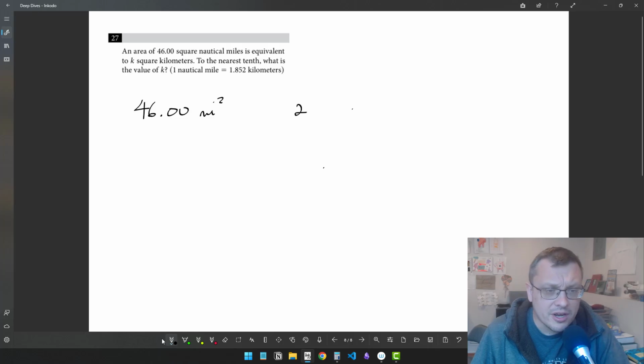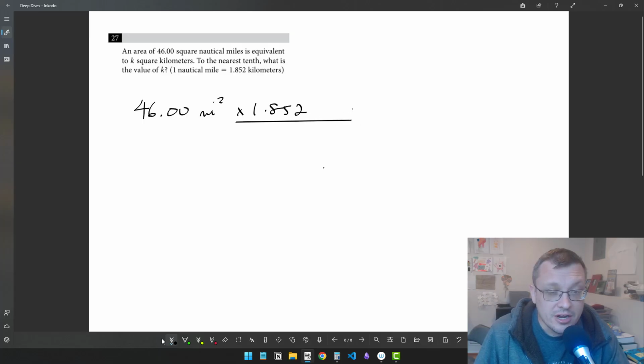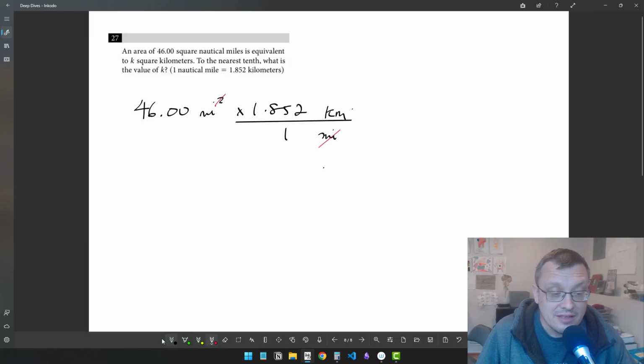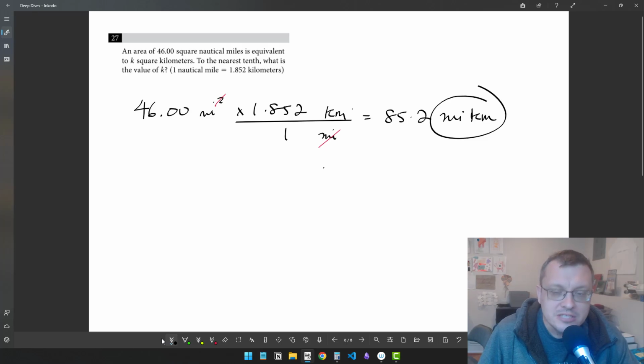So the reason why this isn't working, if I put this back in, let's put our units in, which we kind of left out here. What I'm doing really is converting from miles to kilometers using this conversion of 1 nautical mile is 1.852 kilometers. But if I look at the units here, one of my miles units will cancel. And so when I got that 85.2, whatever the answer was, the unit was miles kilometers, which is a nonsensical unit. We wanted square kilometers, kilometers squared. And so the units reveal the problem.